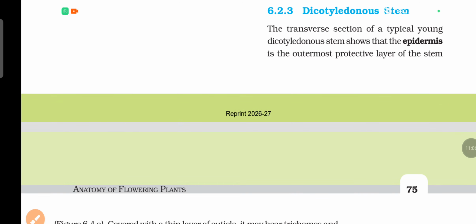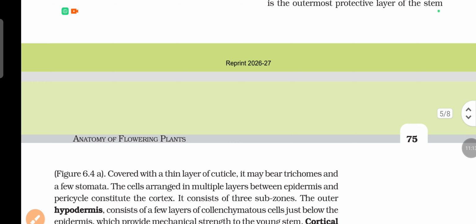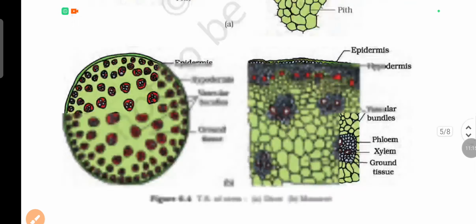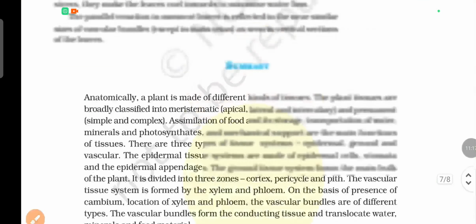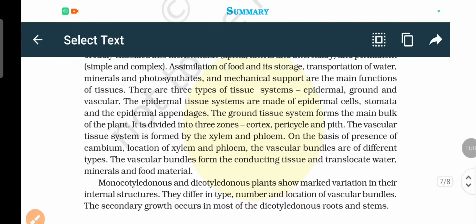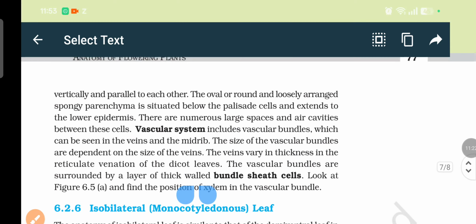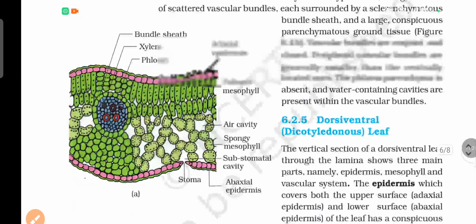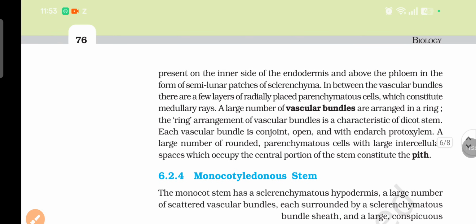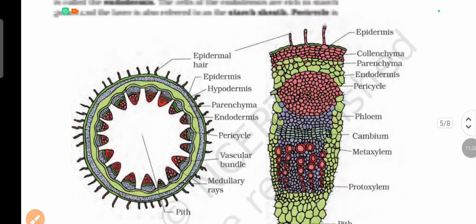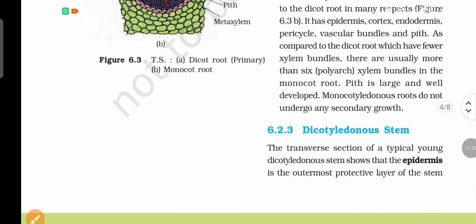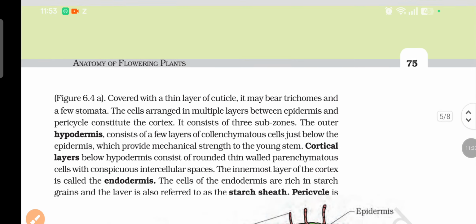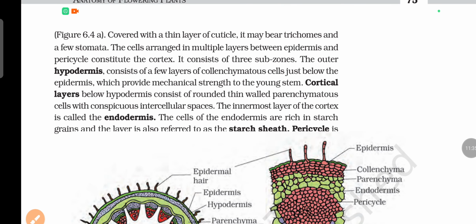This is the transverse section of a typical young dicotyledonous stem. It shows the epidermis is the outermost protective layer of the stem, covered with a thin layer of cuticle. It may have trichomes and a few stomata.